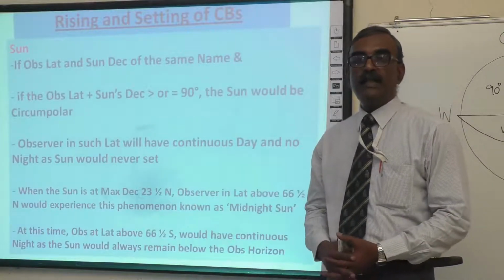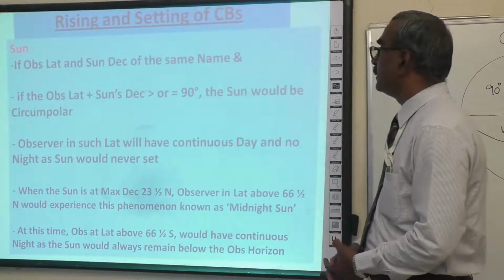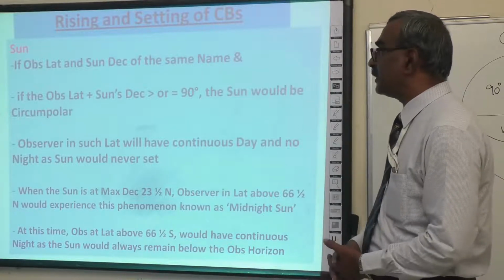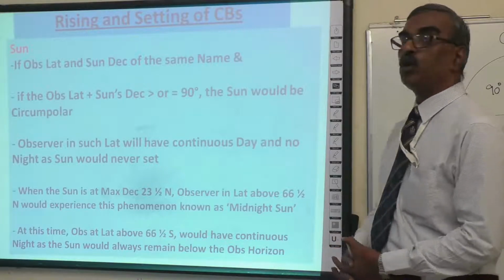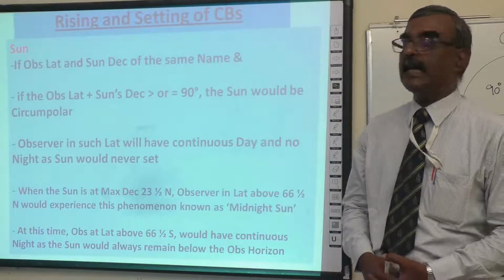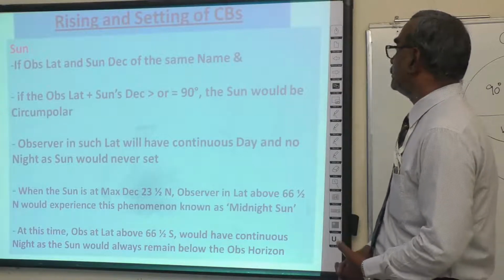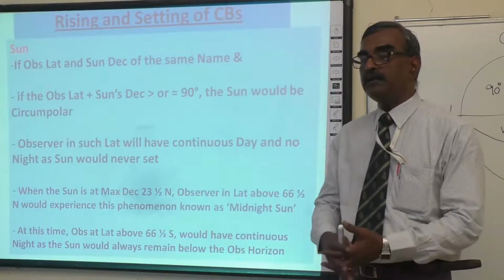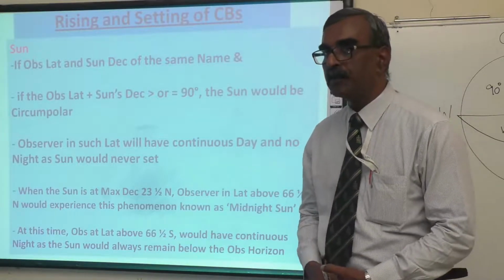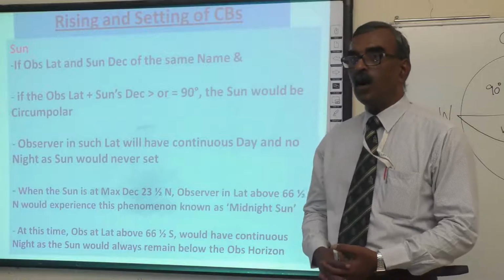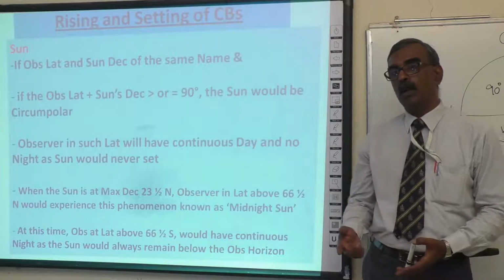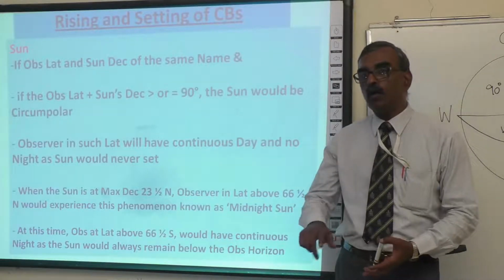If the observer's latitude and the Sun's declination are of the same name, I would like to give an indication here with the equation. If the sum of the observer's latitude and Sun's declination is equal to or greater than 90 degrees, the Sun would be circumpolar. What is this word circumpolar? In fact, all celestial bodies are circumpolar. Circumpolar is nothing but all celestial bodies going around the pole. It appears to go around the pole.